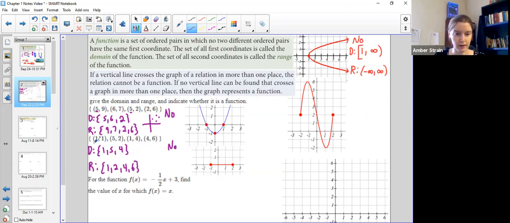Again, it is not a function because of these repeating x values. They would have lined up vertically. This one right here, we've got a function. It is a function, because I could draw any vertical line I wanted and it would never hit this line more than once.